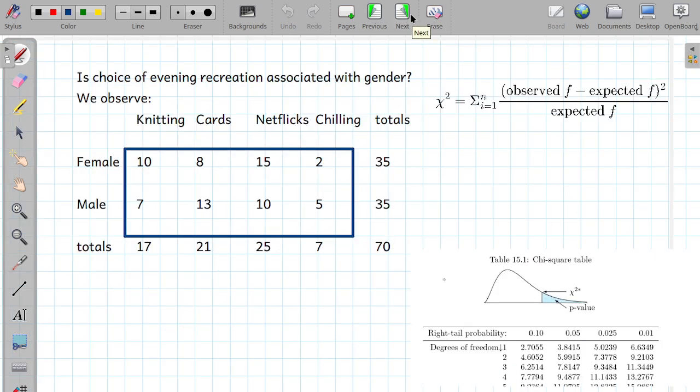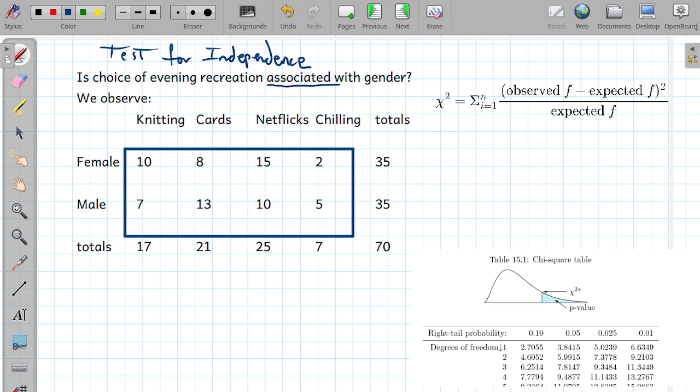Okay, we're going to move on now to the test for independence and test for homogeneity. So let's write that. This one specifically is for independence. And how do I know that? Here I'm seeing, is the choice of evening recreation associated with gender? So that's another way of saying, is the choice of evening recreation independent of whether someone's male or female?